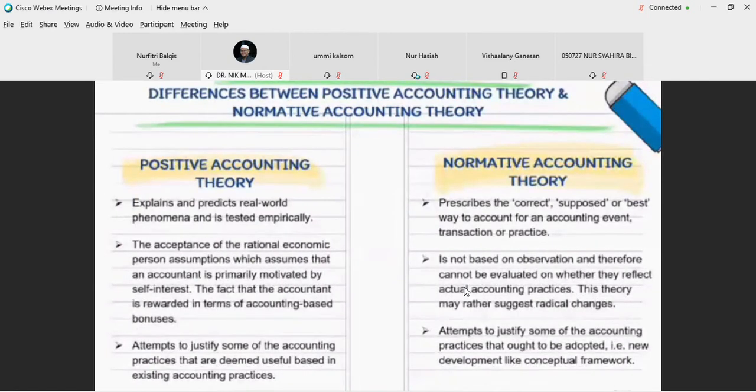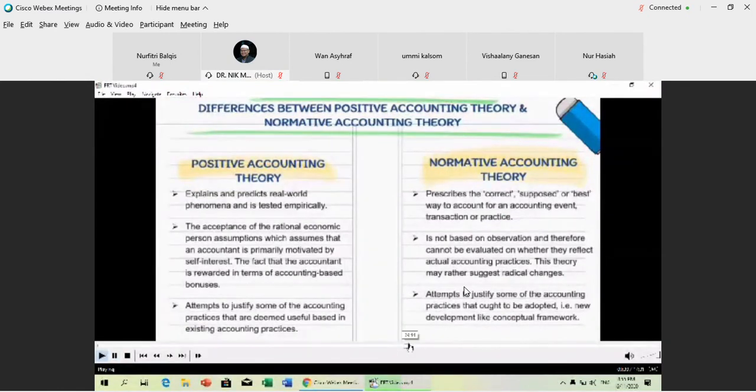The differences between positive accounting theory and normative accounting theory. For positive accounting theory, the theory explains and predicts real-world phenomena and is tested empirically. In the 1950s, positive accounting theory was developed using deductive reasoning, while for normative accounting theory, the theory prescribes the correct, supposed or best way to account for an accounting event, transaction or practice.